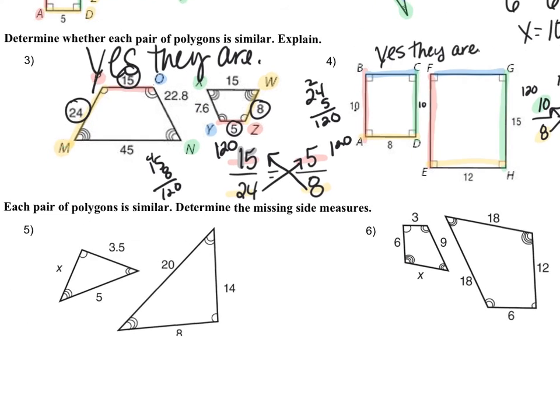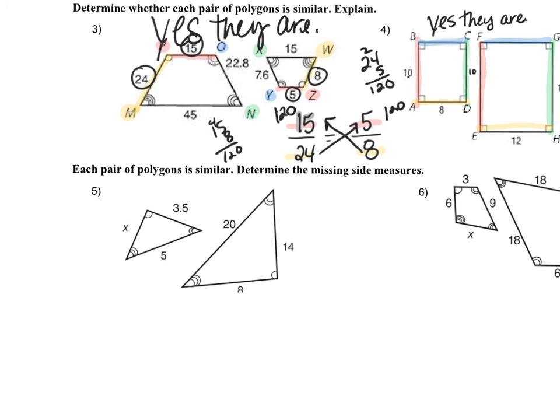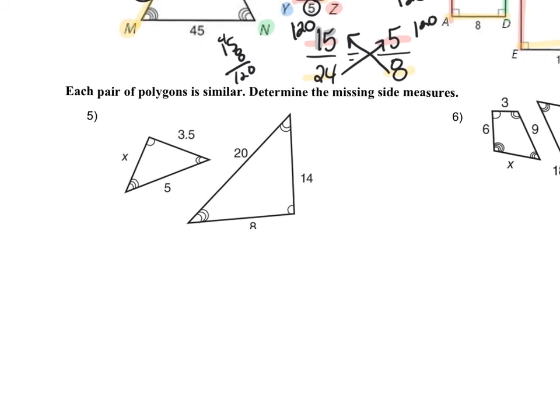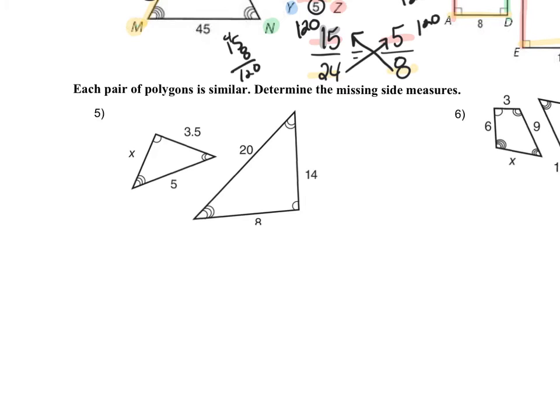Okay. Number 5. Each pair of polygons is similar. Determine the missing sides. They said they're similar, so we know that. We're just looking for the missing side. So I'm looking for this missing X right here, and over here we're looking for that X. I'm going to have to do it by the angle measure. So I'm going to go angle 1 to angle 2, angle 1 to angle 2, angle 2 to 3, 2 to 3.